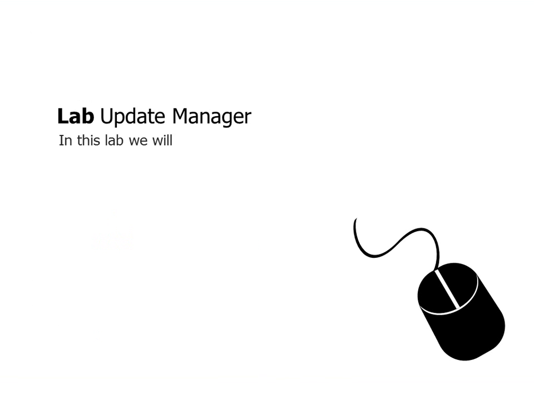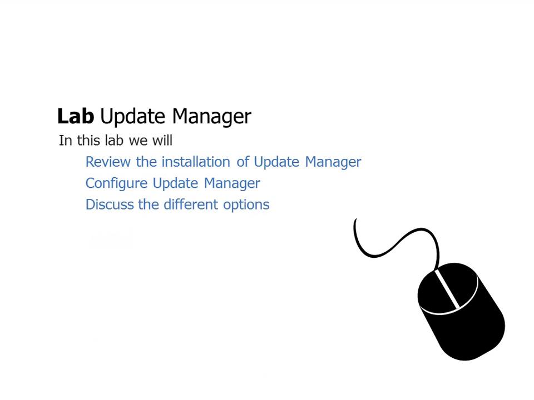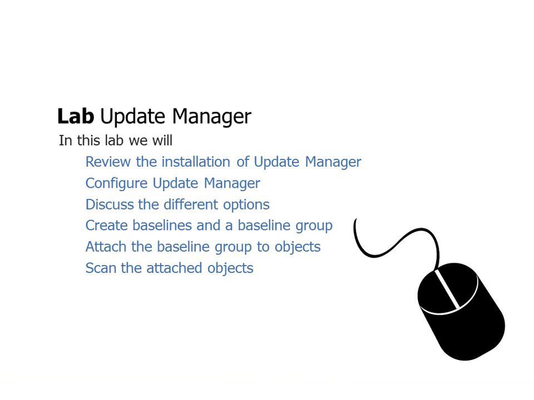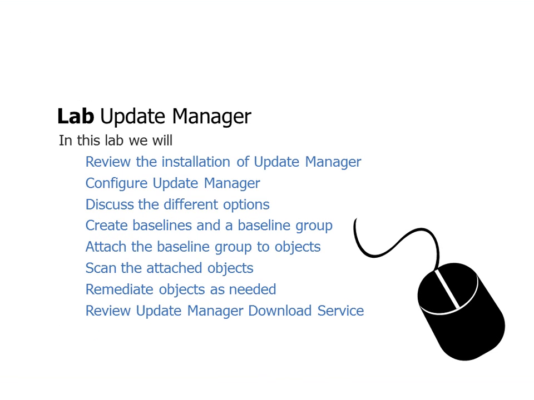So let's do a lab for Update Manager. In the lab, we're going to review the install of Update Manager, configure it, discuss some options, create a baseline and baseline group, attach the groups to an object, scan the object, remediate the object, and then I'm going to walk you through the Update Manager download service and show you a quick install and how to configure that so you'll know how to do it. So with that, let's go ahead and jump over to the lab.